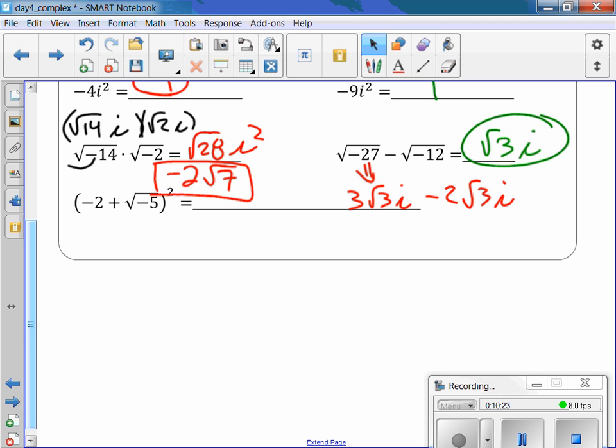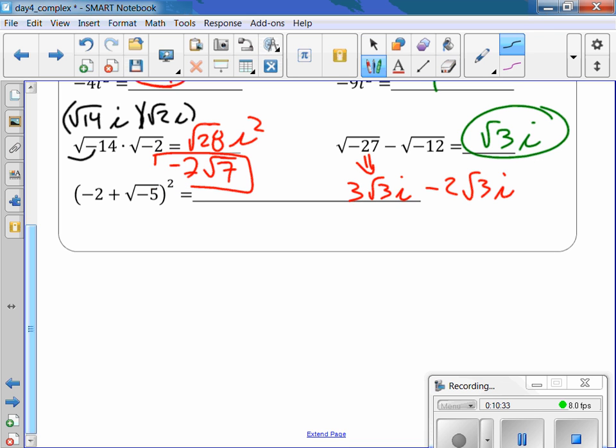Joe, what should we do here? Take out an i. Absolutely. Just like we would with any binomial squared, as Joe said, just FOIL it out. So when we FOIL it out, what do we get? 4.